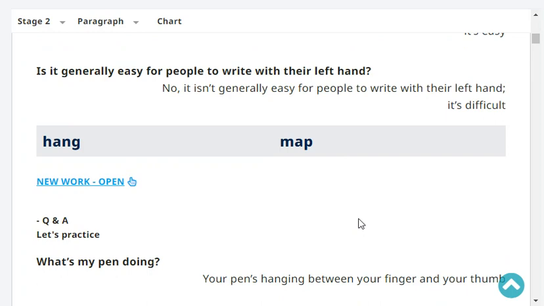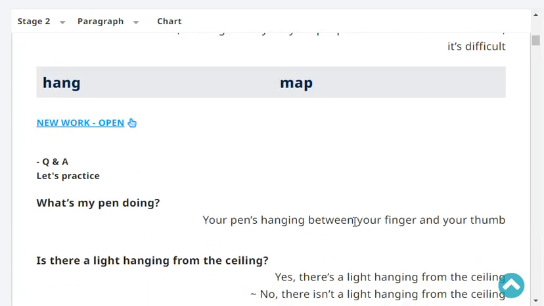Is it generally easy for people to write with their left hand? No, it isn't generally easy for people to write with their left hand. It's difficult. Very good.